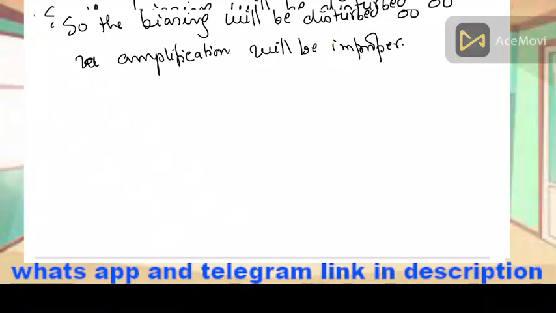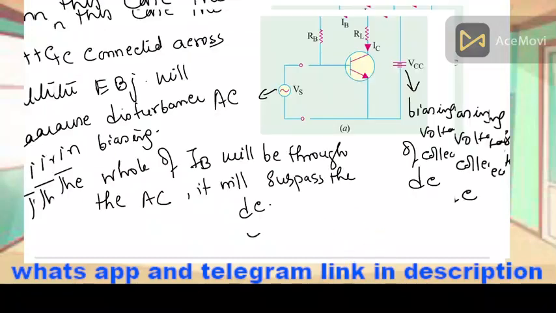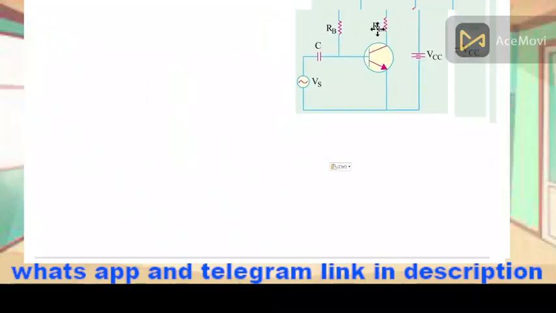So you cannot connect an AC as shown in this diagram. This diagram is not proper. You cannot connect an AC source like this. How to connect the AC source? We have to include one more component at the input end, and that is a very important component, known as the coupling capacitor.